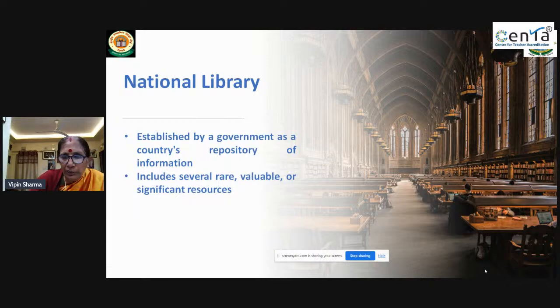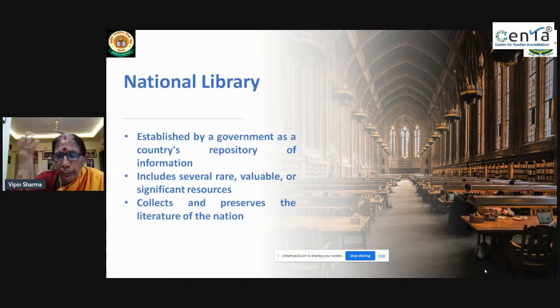National library, this is very important. I think you are well aware of the national libraries of India. But again, some libraries got plundered, but again, these are being rebuilt.